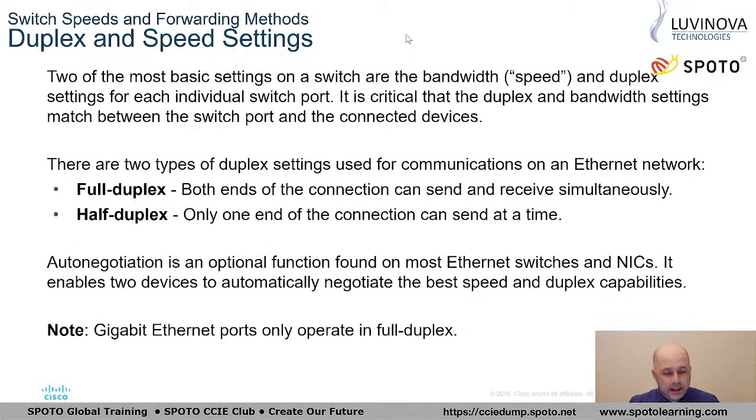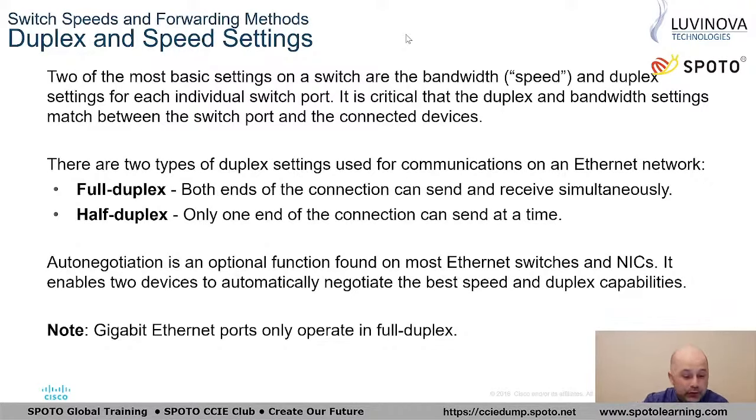Full duplex, on the other hand, is the opposite. Two of the most basic settings are applied to every network card, to every network port. We have ports on the switches, ports on the routers, and network ports on our computers, which are network interface cards, RJ45 ports. Those ports work in full duplex or half duplex.